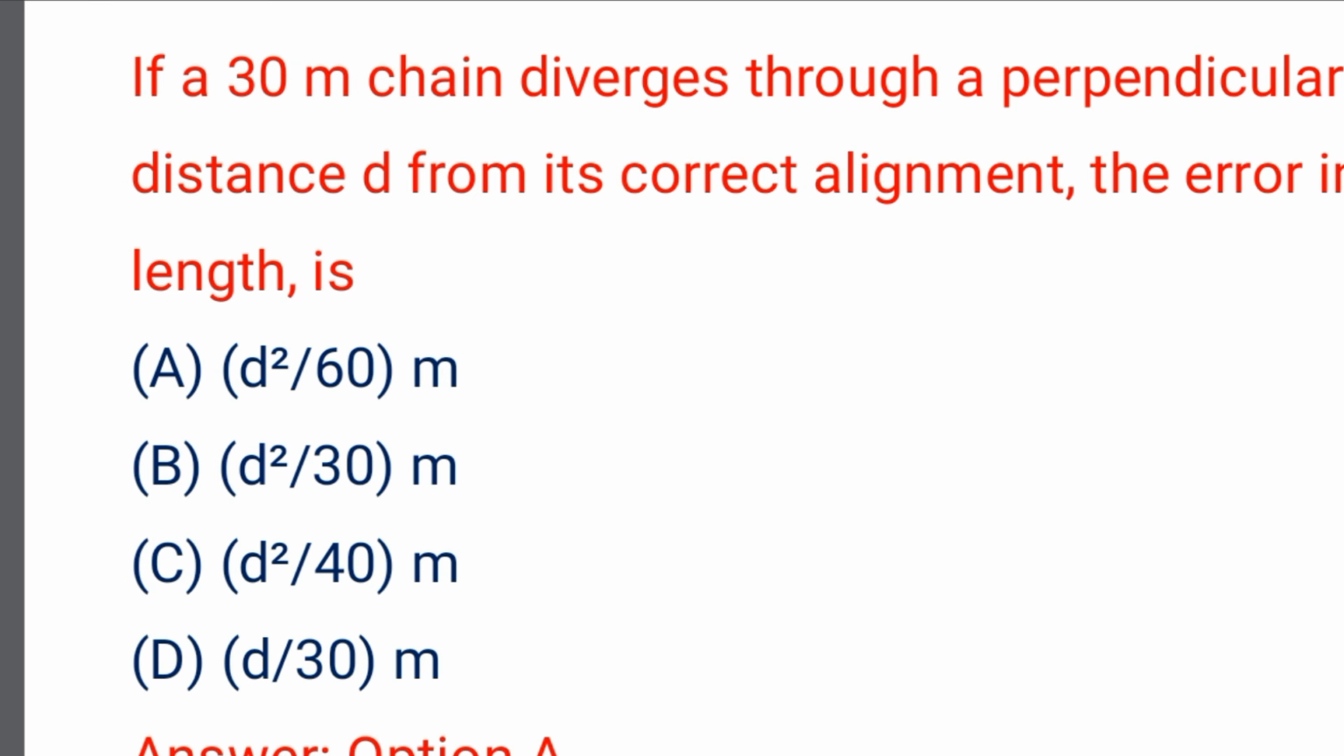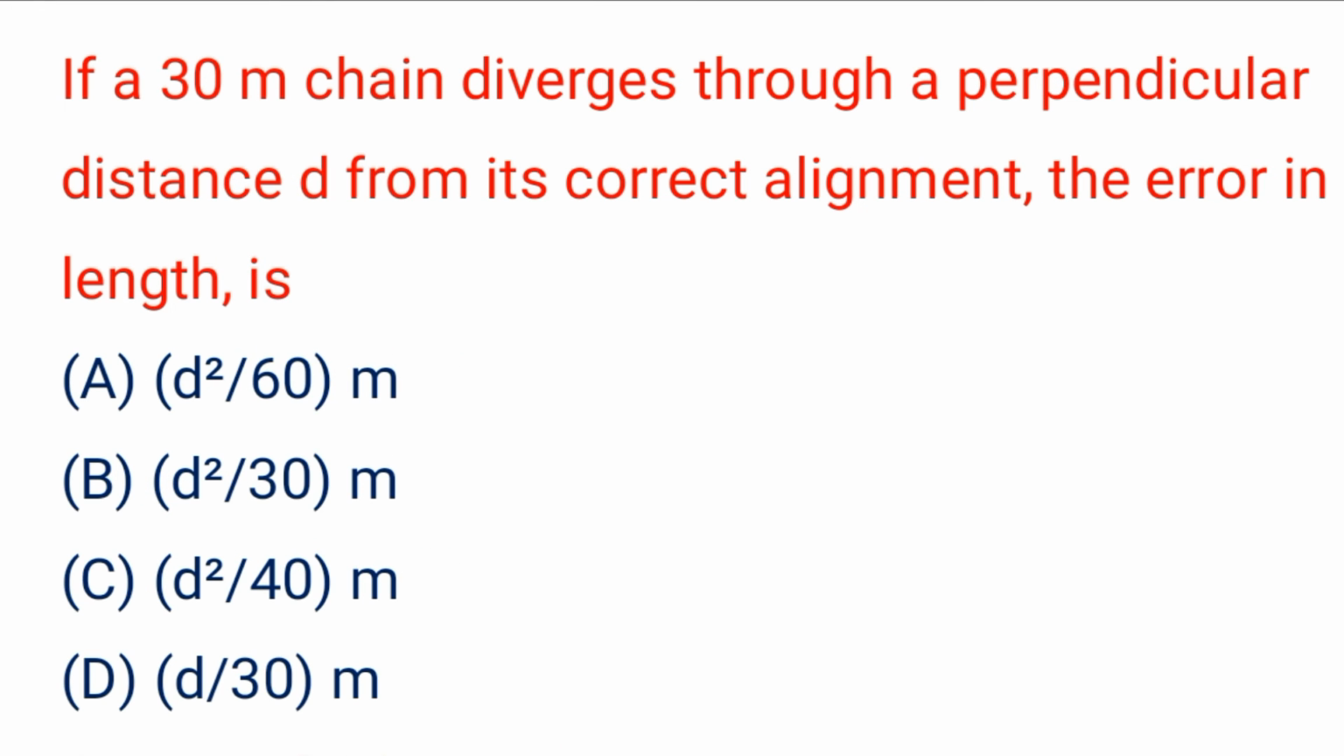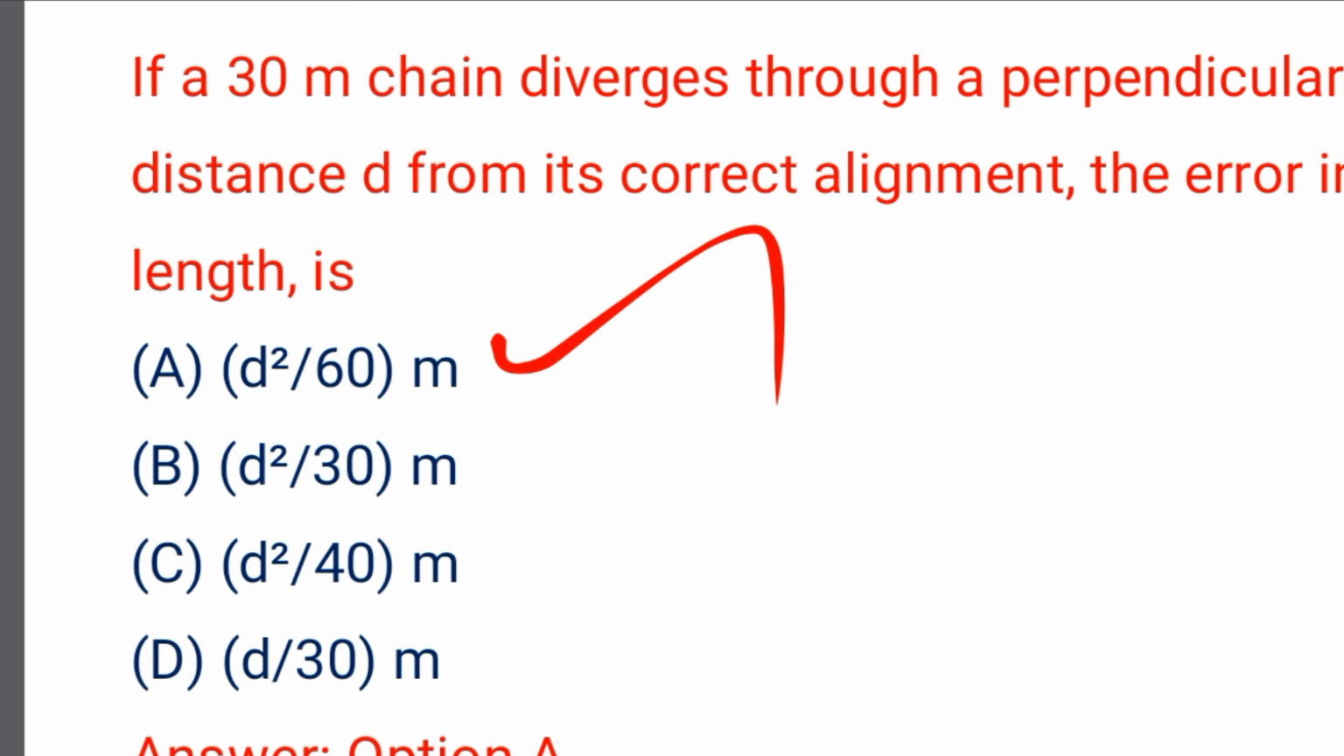Next question, if a 30-meter chain diverges through a perpendicular distance d from the correct alignment, the error in the length is option A d square by 60 meter, option B d square by 30 meter, option C d square by 40 meter, option D d by 30 meter. So the correct answer is option A d square by 60 meter.